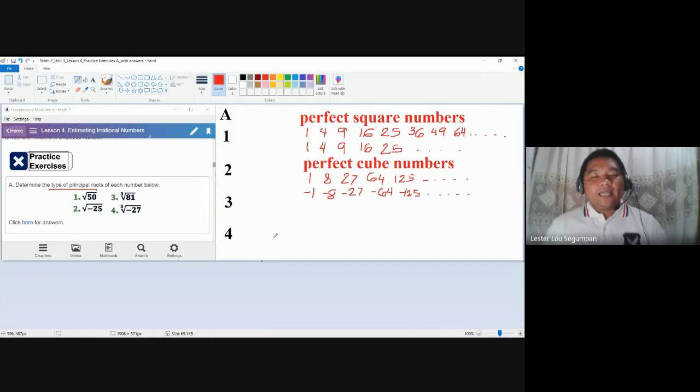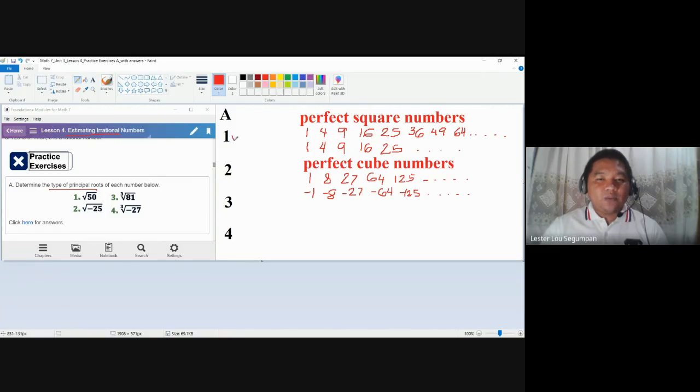When we say type or behavior of the principal roots, we are talking about whether the principal roots are irrational or rational numbers. Again, our lesson number 4 is about estimating irrational numbers. So as soon as we determine that the principal roots are rational, we don't need to estimate them since rational numbers may give us a direct value. So let's talk about number 1.